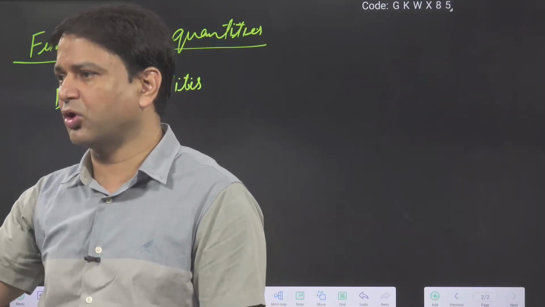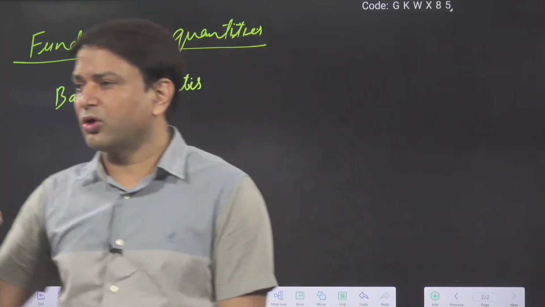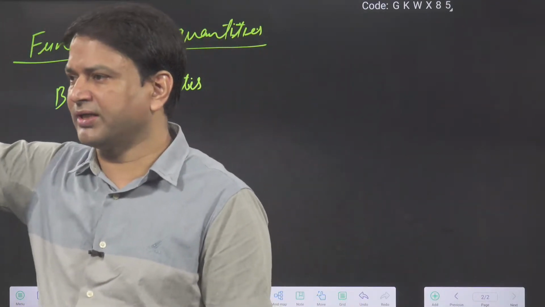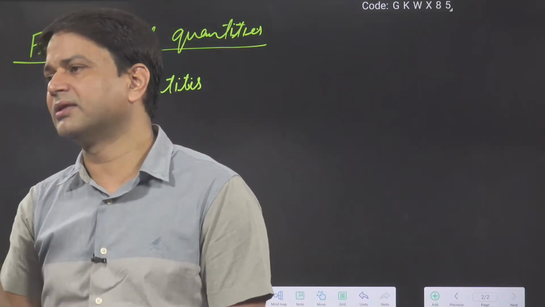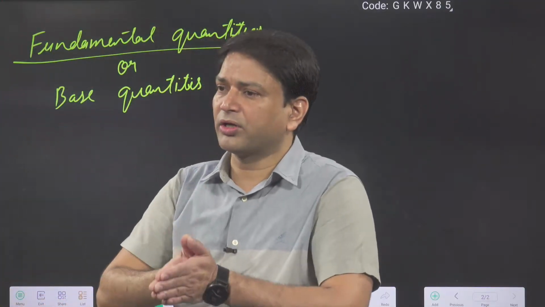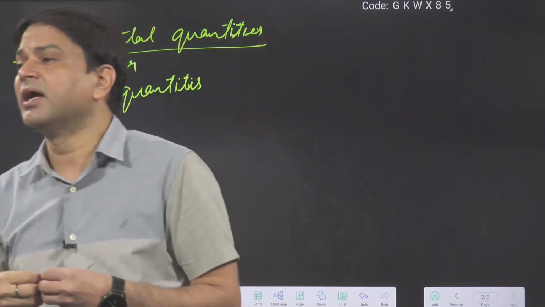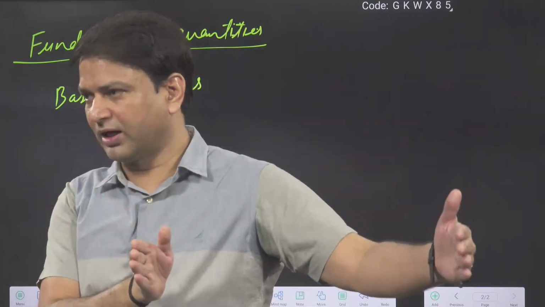So we can say these quantities are fundamental quantities. Everybody got it? Except these 7 quantities, other quantities we can express in terms of these base quantities. Other quantities are called derived quantities. So I am repeating again, fundamental quantities are the quantities that are independent of other quantities. So they are called fundamental.